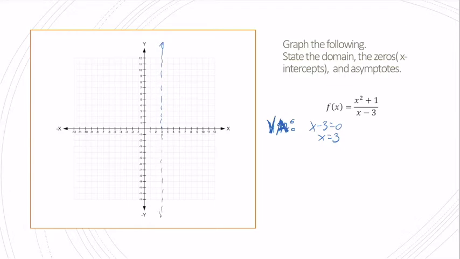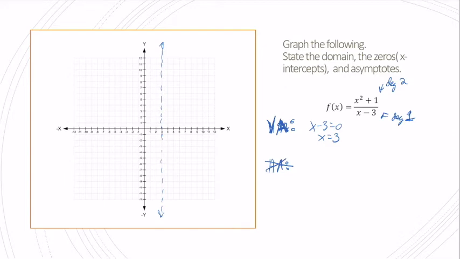My horizontal asymptote is, well, the degree of my numerator isn't less than the degree of my denominator, so I know I don't have a horizontal asymptote at y equals 0. And the degrees of my numerator and denominator aren't equal, so I don't take the ratio of their leading coefficients. What it is, the degree of my numerator is exactly 1 more than the degree of my denominator. So I have an oblique asymptote.